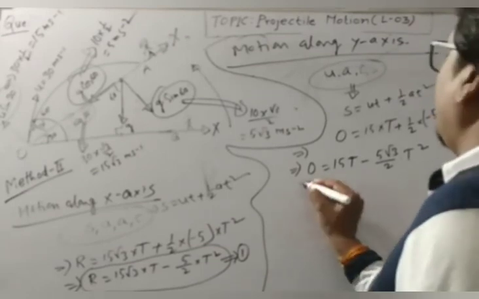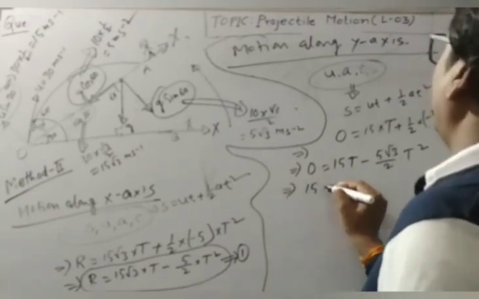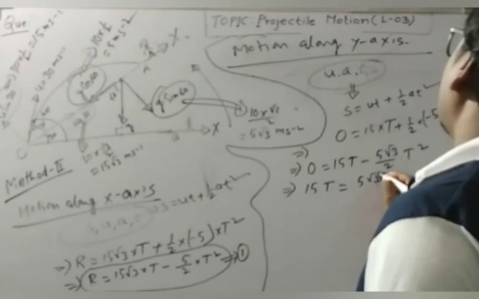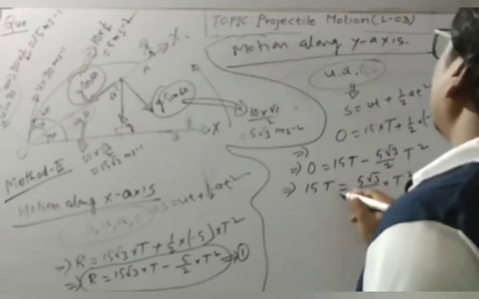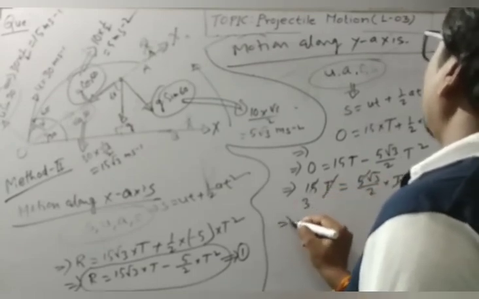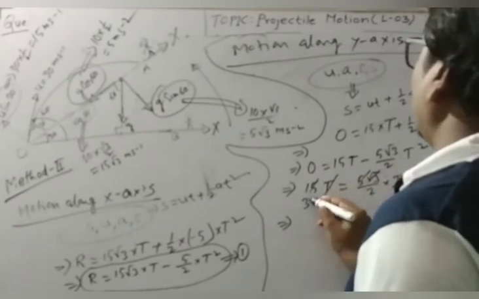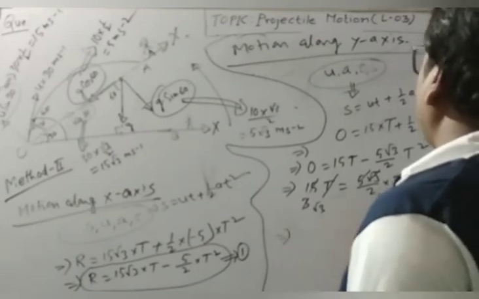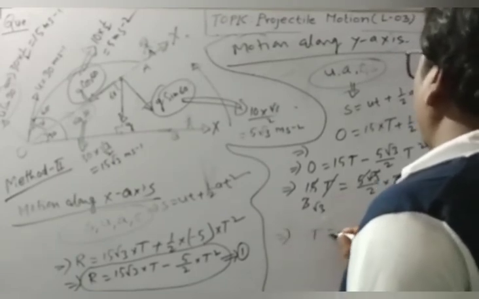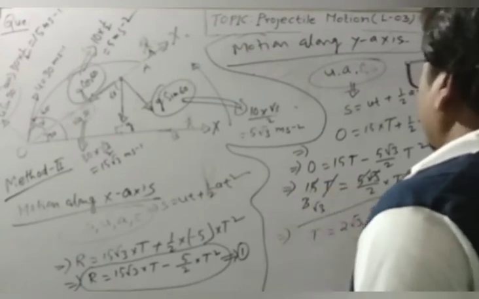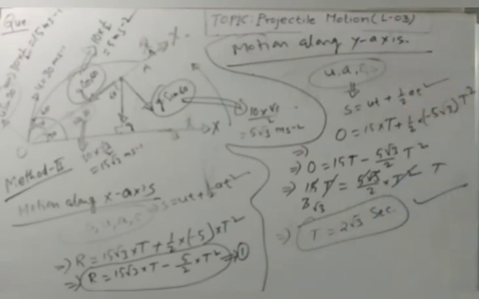From this, one T can be cancelled. So 15 into T equals 5 root 3 by 2 into T square. Cancel out one T, and this gives root 3 one more time. So T equals 2 root 3 seconds. This is the value of capital T, and this is your final answer for T.